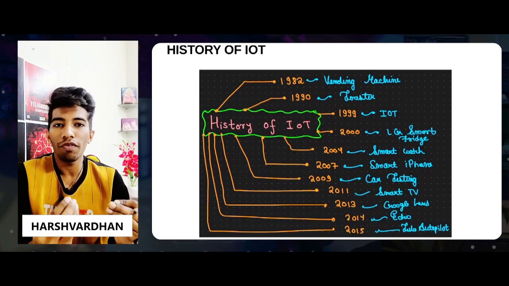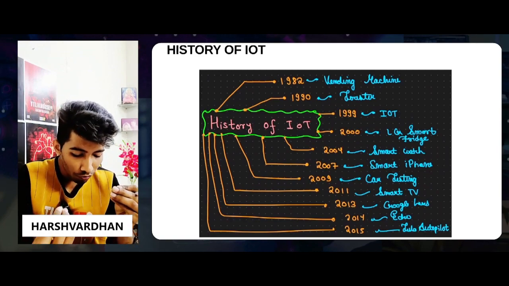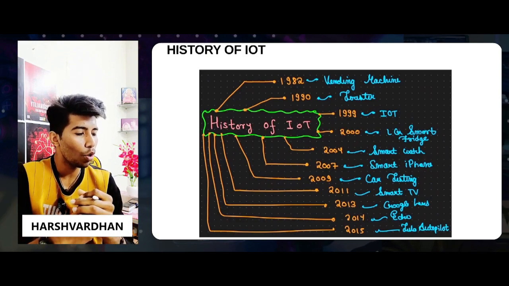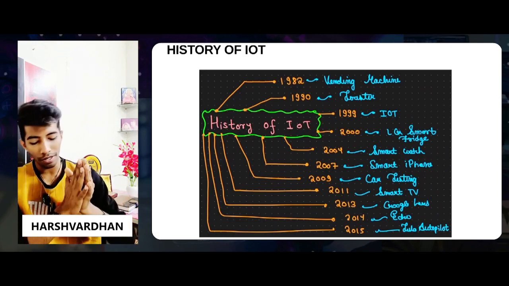2014 Echo Dot, which was a very famous technology. 2015 Tesla Autopilot. You all know that these things are going on in public demand today also.